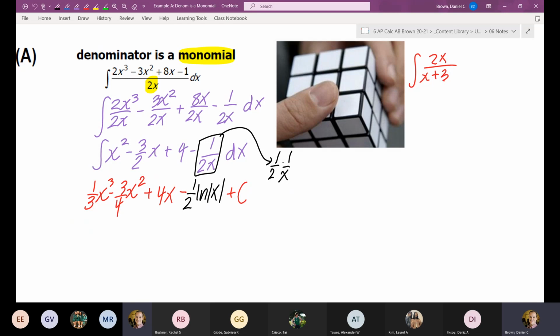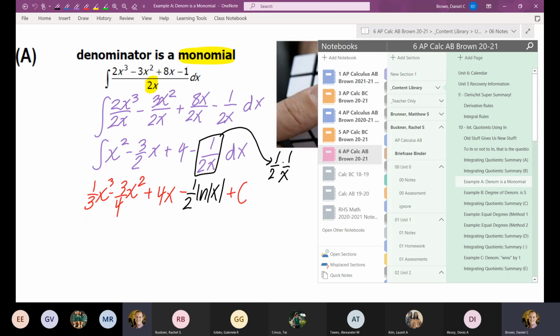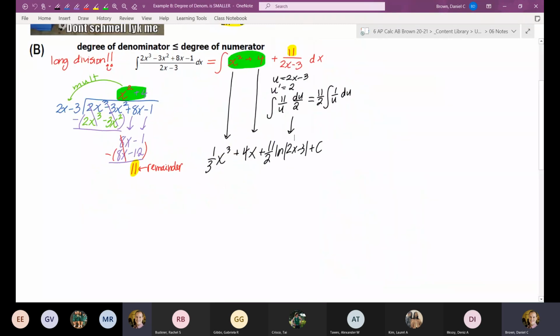Divide everything by that monomial and then just integrate each part. The first three terms were easy. That last one was where the new rule with the natural log came into play. Then we expanded, still just making decisions. Sometimes maybe you don't have a monomial and you need to decide what to do.